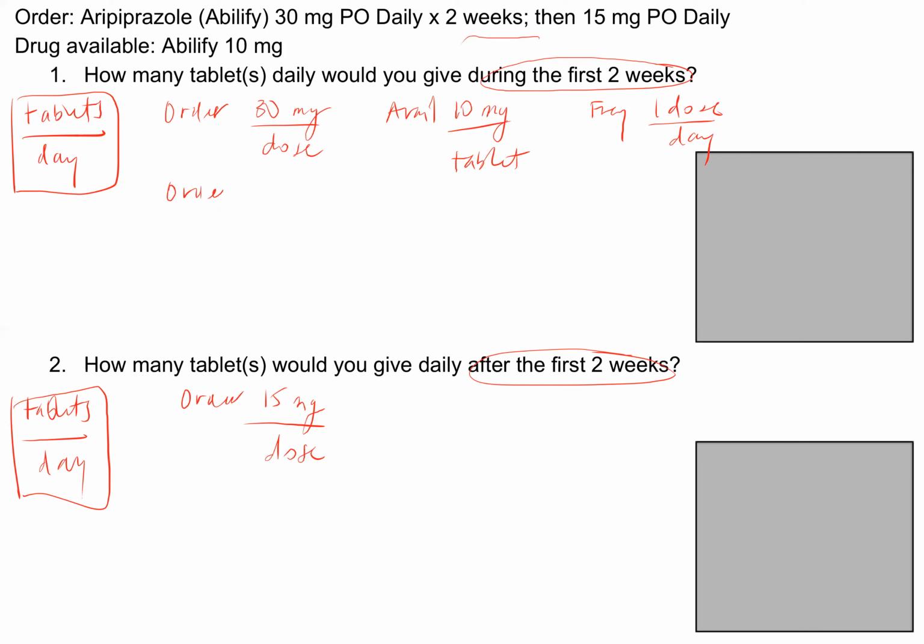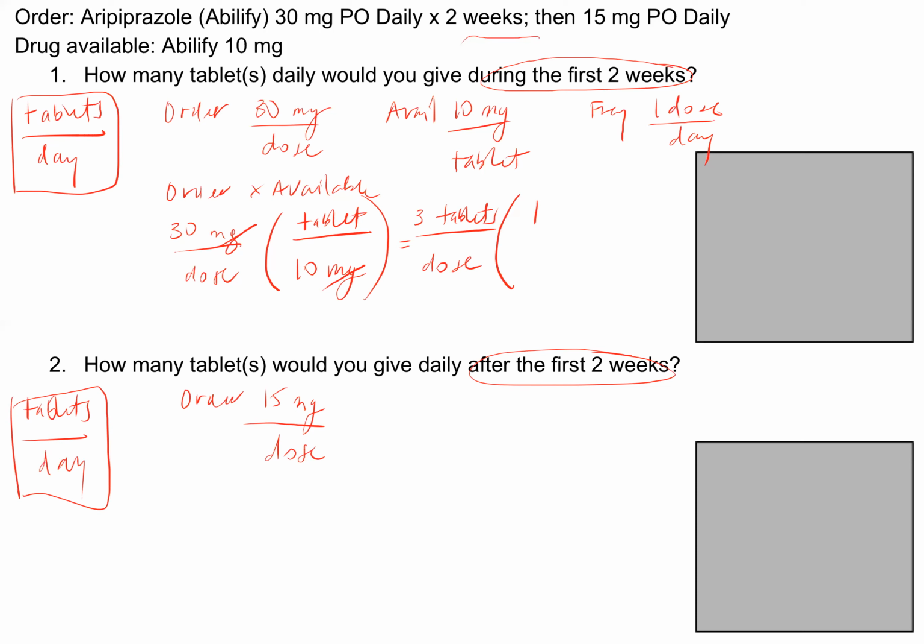So using our equation of order times available, you'll have 30 milligrams per dose. Multiply that by tablet over 10 milligrams, because we want our milligram units to cancel so that we're left with 3 tablets per dose. Our frequency is 1 dose per day. Dose units cancel and you're left with 3 tablets per day for number 1.